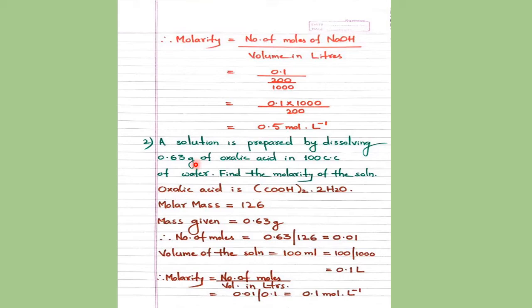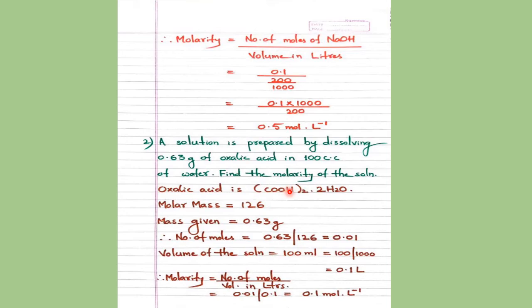Now the second example: a solution is prepared by dissolving 0.63 gram of oxalic acid in 100 cc or 100 ml of water. Find the molarity. Here the method is the same. Only thing is I will give the formula for oxalic acid. Oxalic acid is (COOH)2·2H2O. It is a dicarboxylic acid. Next year there is a separate chapter on carboxylic acids: monocarboxylic, dicarboxylic, tricarboxylic. Oxalic acid belongs to dicarboxylic because it contains 2 COOH groups.